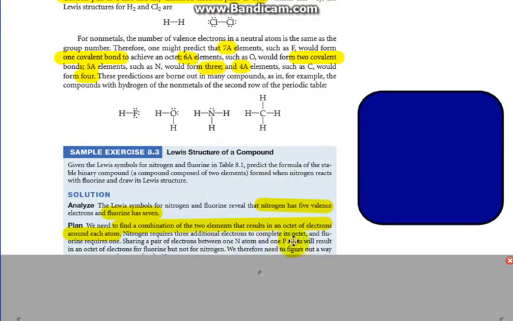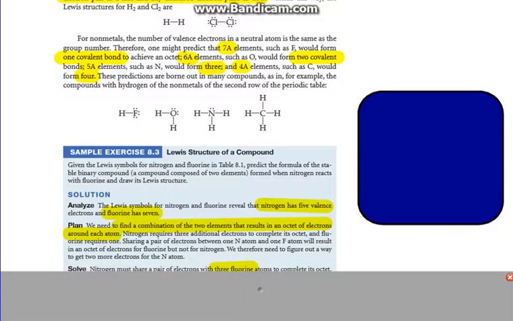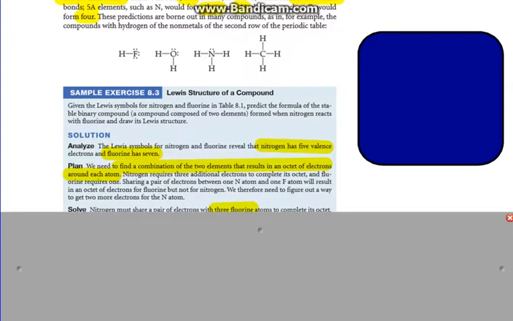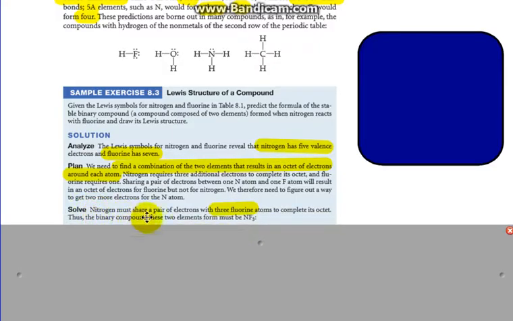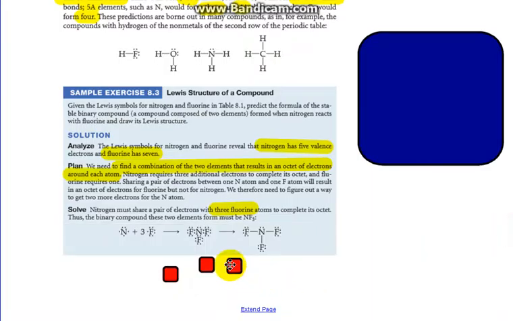So we need to find a combination of 2 elements that result in an octet of electrons around each atom. Nitrogen requires 3 additional electrons to complete the octet. Fluorine requires 1. Sharing a pair of electrons between nitrogen and fluorine will result in an octet for fluorine, but not for nitrogen. We therefore need to figure out a way to get more electrons for the nitrogen atom. So if we just go 1 to 1, yeah, fluorine gets an octet, but nitrogen doesn't. But nitrogen must share a pair of electrons with 3 fluorine atoms to complete its octet. Thus, the binary compound between these elements would be NF3, nitrogen trifluoride. Okay, because that would make it work.